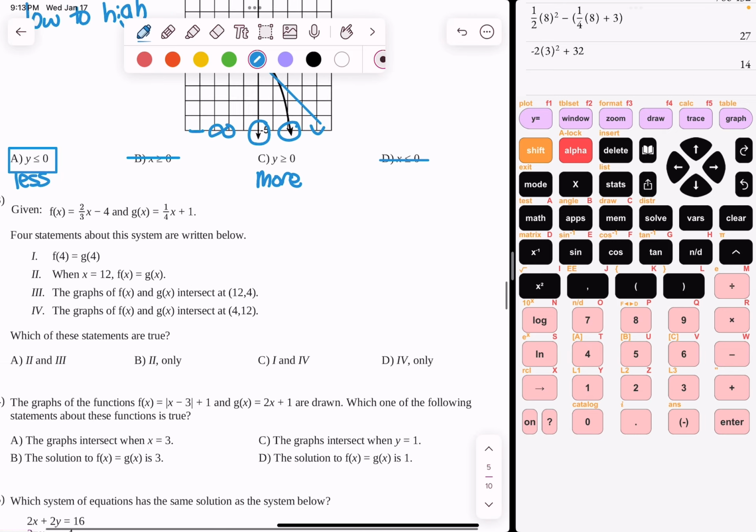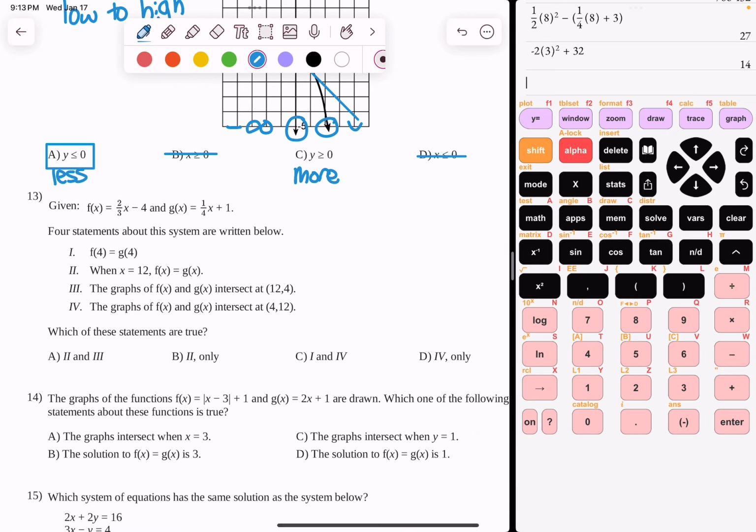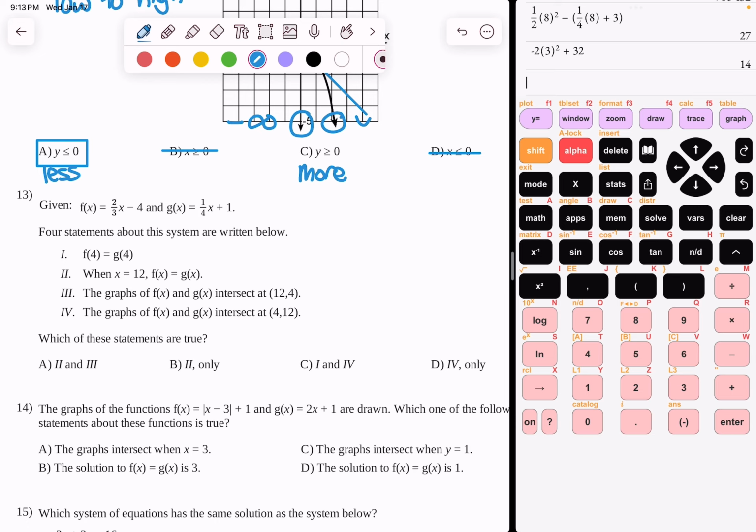All right, let's look at 13. 13 might take us a little bit of time to think about. All right, so 13 is saying we have this f of x and g of x. 4 statements are written below. Which one is true? All right, they want to know when x equals 4, do we get the same result? So let's type these in. I'm going to type the first one in, the f, 2 over 3. I'm going to make the x 4, minus 4. That equals negative 4 over 3.